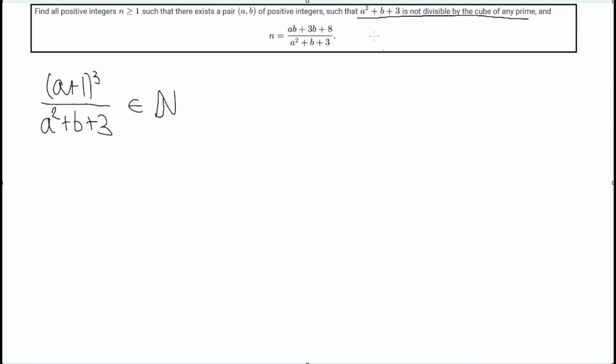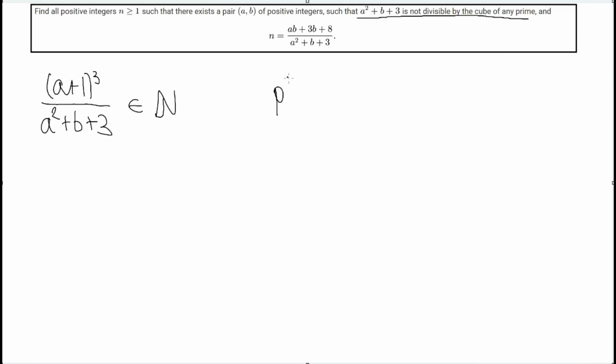However, this is where the problem condition comes in. A squared plus b plus 3 is not divisible by the cube of any prime. So that means that cases where a squared plus b plus 3 is (a plus 1) cubed cannot work, because a plus 1 is greater than or equal to 2, and any prime dividing a plus 1 will have an exponent of at least 3 in this right-hand side, which means it has an exponent of at least 3 in this left-hand side, and that's bad by the problem condition. So let's see what exactly is going on here.